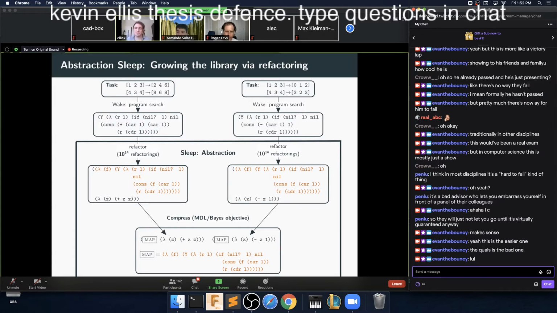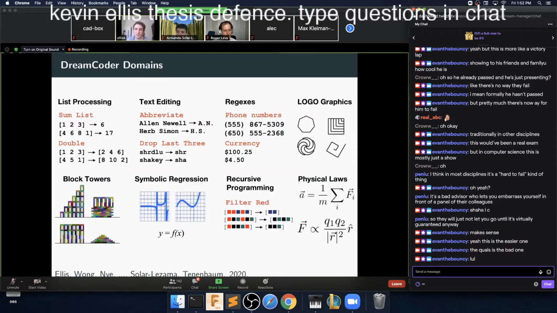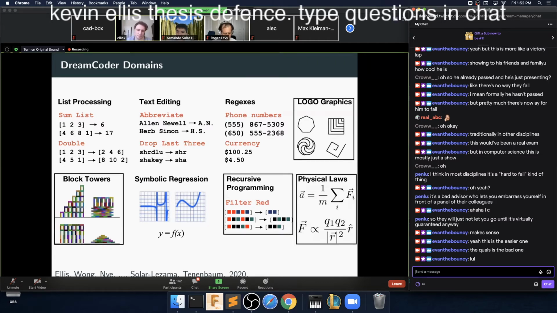And the motivation for this is that this is a way of jointly compressing all of the programs. So the number of refactorings grows exponentially, and there are about 10 to the 14 refactorings, but using this data structure, it can be represented on the order of about 10 to the 6 nodes and can be done in a few minutes on a laptop. So now I'm going to illustrate what this algorithm does in a few different case studies, focusing on graphics, planning, recursive programming, and physics equations.